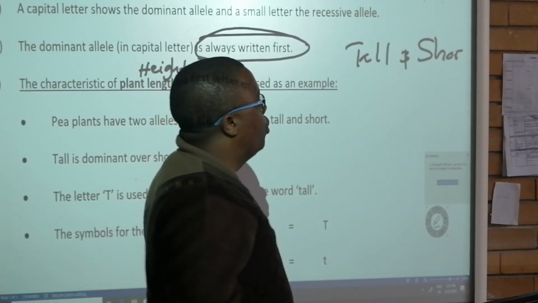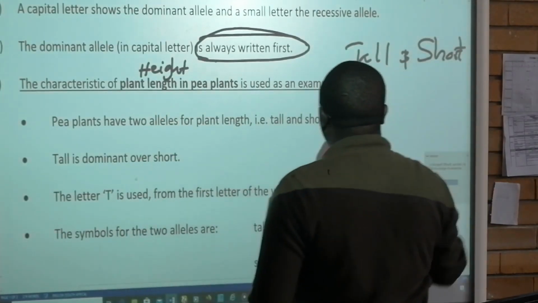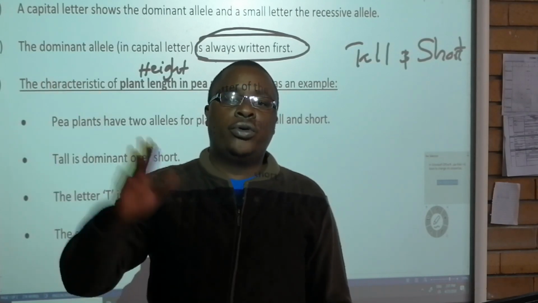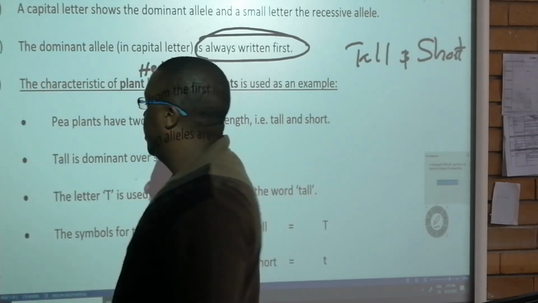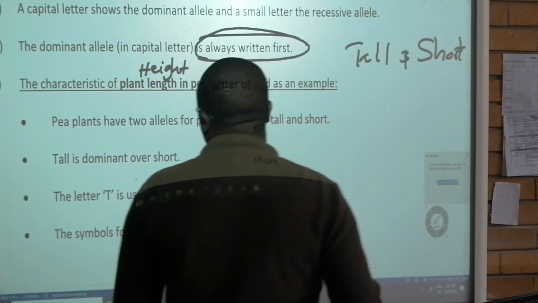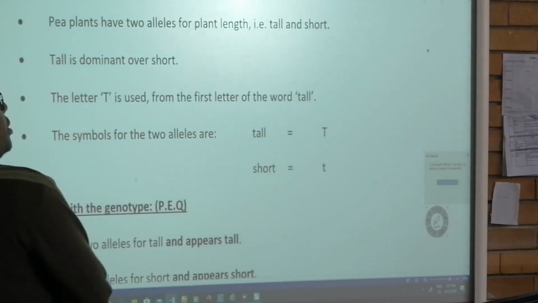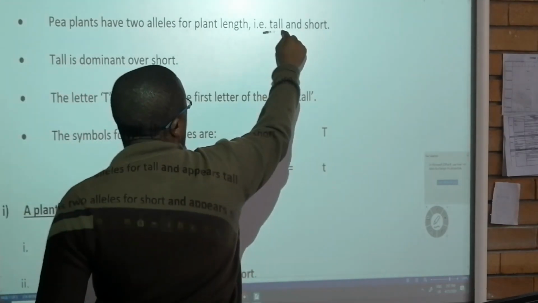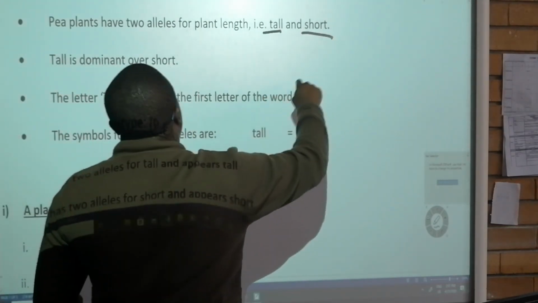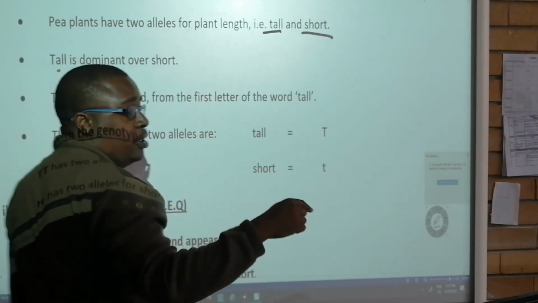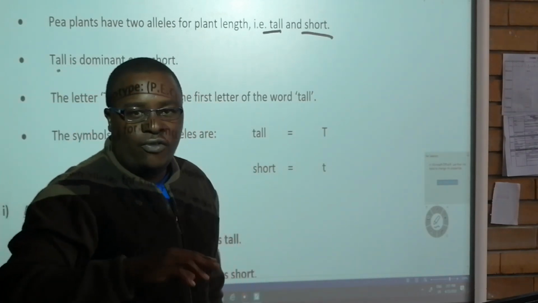And the other one calls for short. In other words, a pea plant can either be tall or it can be short. Right. Walk with me. So pea plants have two alleles for plant length or height. Tall and short. Tall is dominant over short.